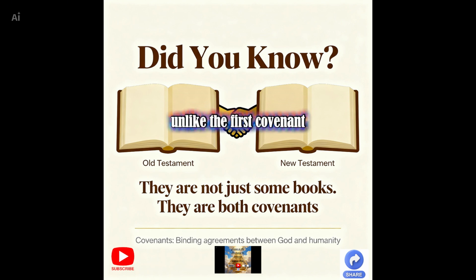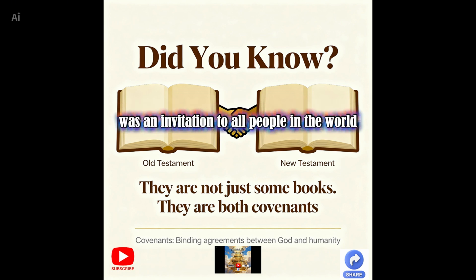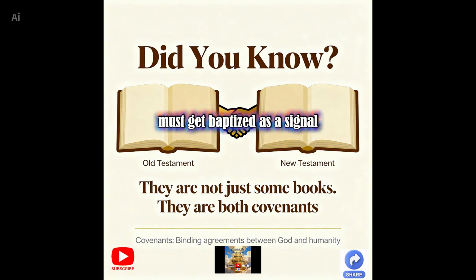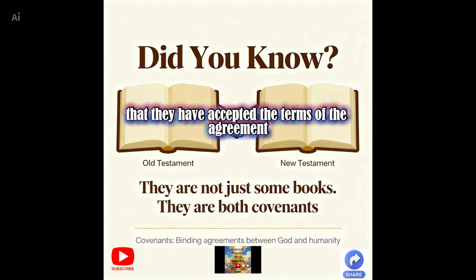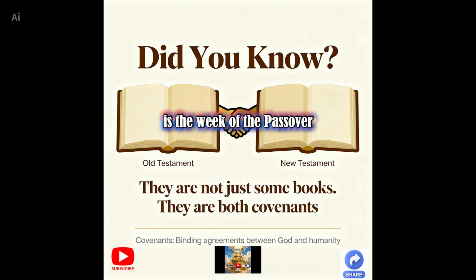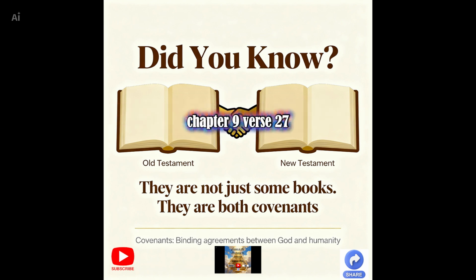Unlike the first covenant, which was made solely with the children of Israel, this covenant was an invitation to all people in the world, Jew or Gentile. Everyone who has accepted this promise must get baptized as a signal that they have accepted the terms of the agreement. The time frame in which the covenant was made is the week of the Passover, which Daniel prophesied about in the book of Daniel chapter 9, verse 27.